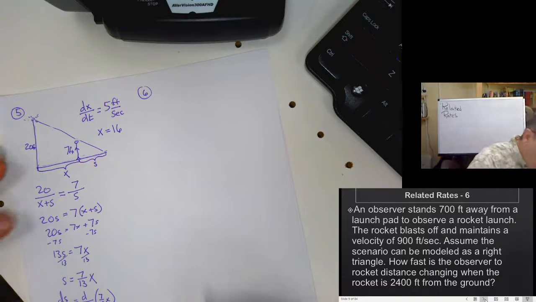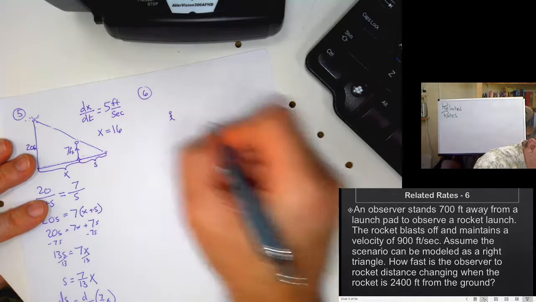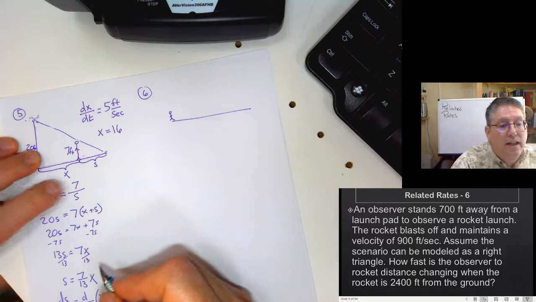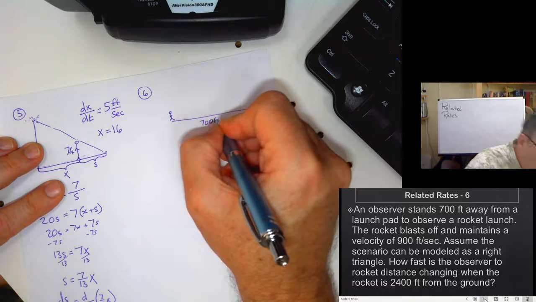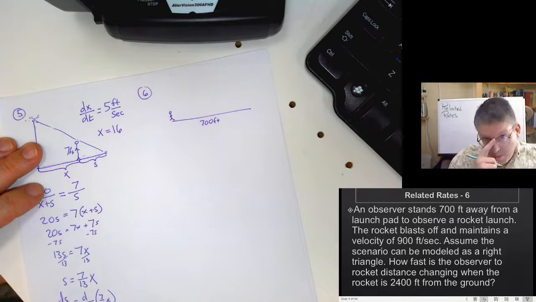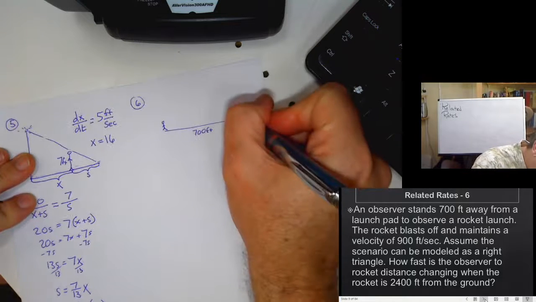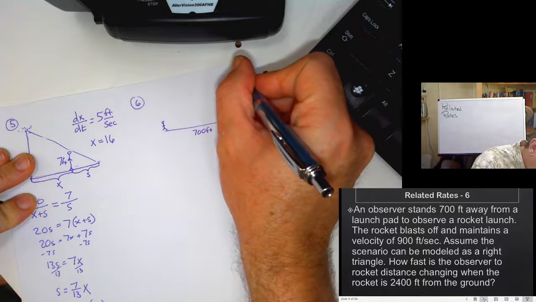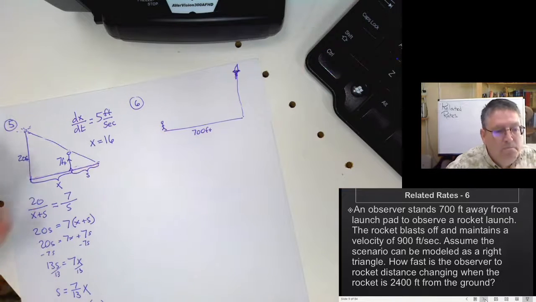All right, so we have our observer, right? And we have a rocket. We have a rocket pad, a launch pad somewhere over here. And the observer is standing 700 feet from the launch pad. That doesn't change, so we can write the number down. So the rocket's blasting off. Let's draw a little rocket. That's a horrible rocket. Little fins. Okay, there we go. All right, so that's our rocket.